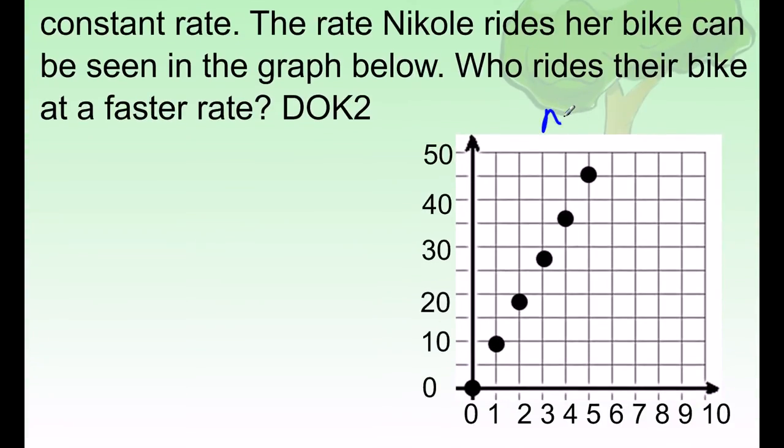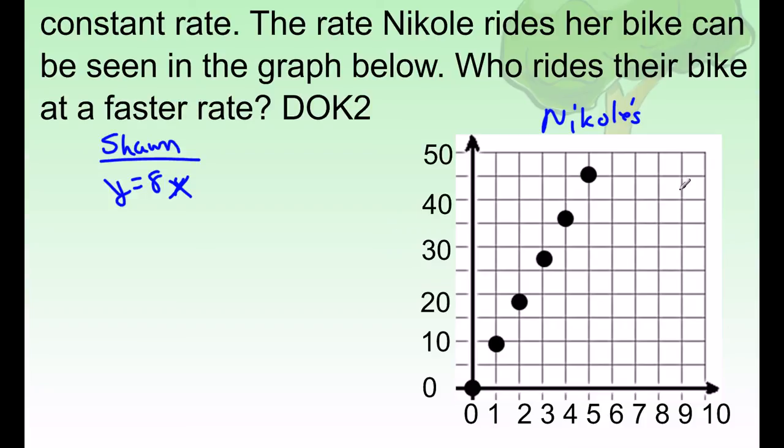So this is Nicole's rate, and Sean's rate was y equals 8x. And we want to know which of these is greater. Now, anytime you're comparing two things, you always want them to look the same. If you're comparing two fractions, you have to have the same denominator. If you're comparing any numbers, you want them to have the same form so that you have an equal comparison.